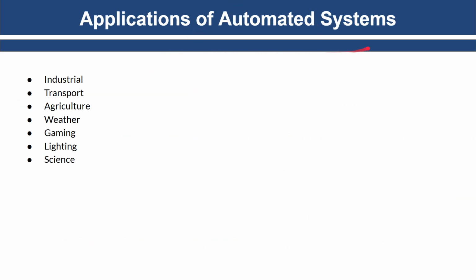What are the applications of automated system? Automated system is used in industrial, in transportation, in agriculture, in weather, in gaming, in lighting, and in science. We're going to look at how automated systems are used in all of these applications.